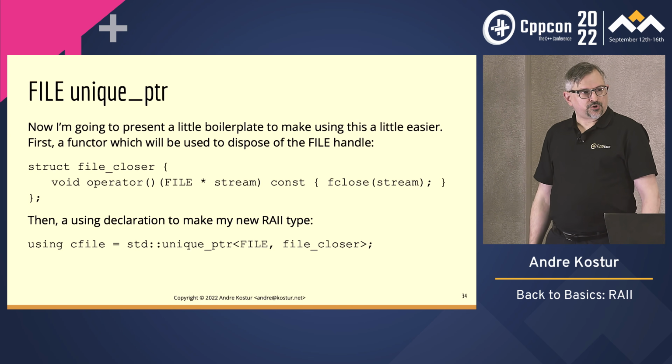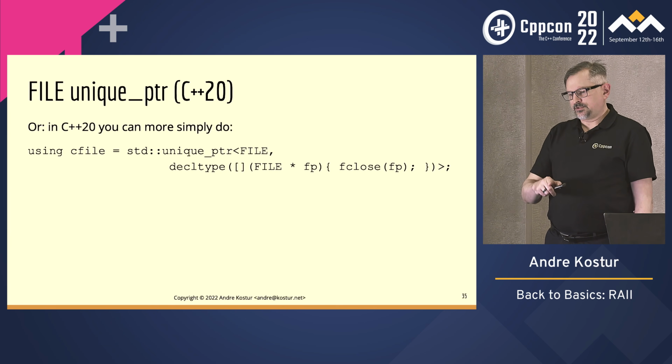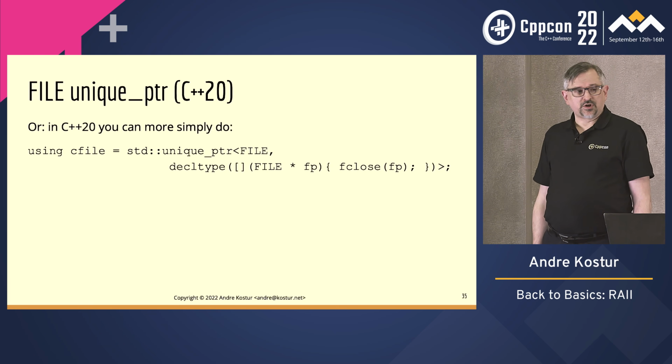And thank you, Timur, for showing me this next one. In C++20, this gets easier because I can do a decltype on a lambda. So now I can do std::unique_ptr of a FILE and the decltype of a lambda, which takes a FILE star and calls fclose. So now I've done all my background work to get my unique pointer in place.